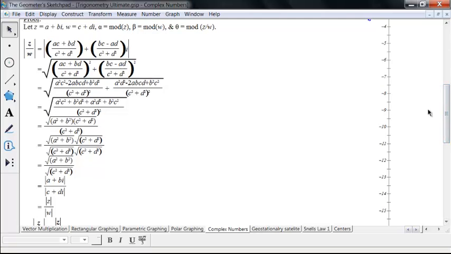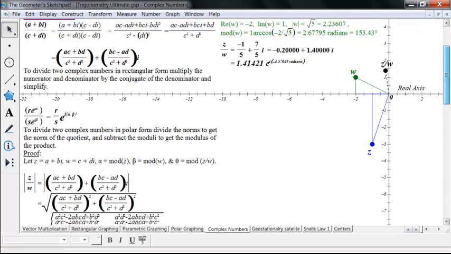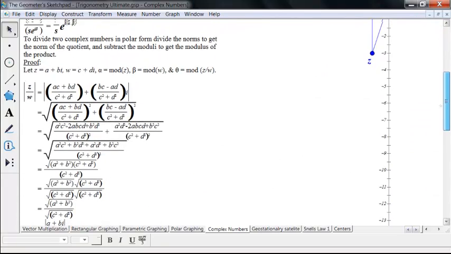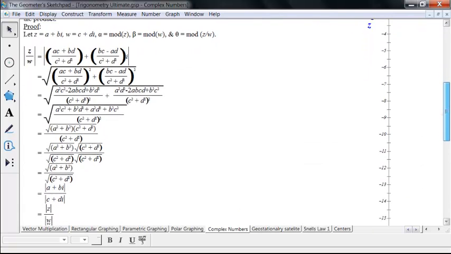Okay, so now remember, z over w, we worked out the details up here. So you could take this as actually the definition. So it's ac plus bd over c squared plus d squared plus bc minus ad over c squared plus d squared i. So there's the quotient. And we're going to find its norm or absolute value. So we square each part, the real part and the imaginary part, add them up and square root.